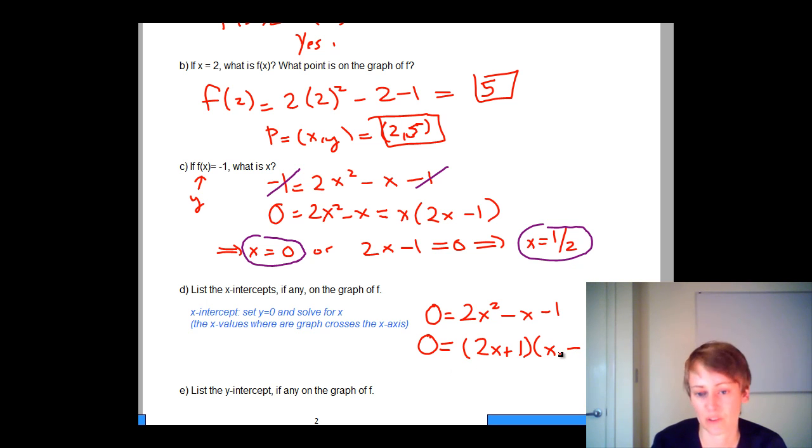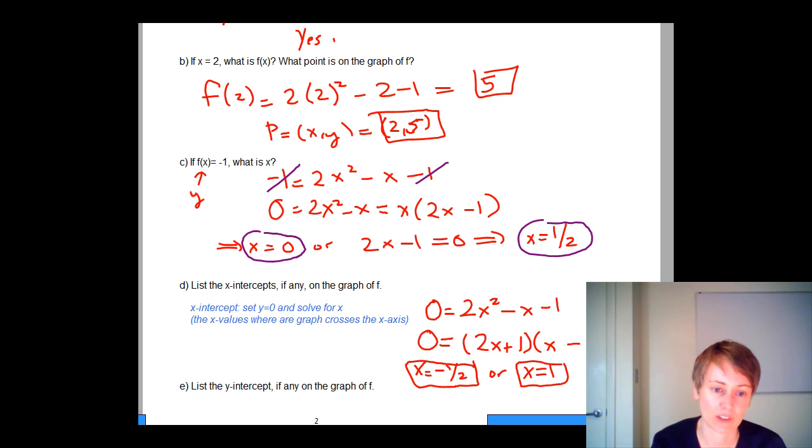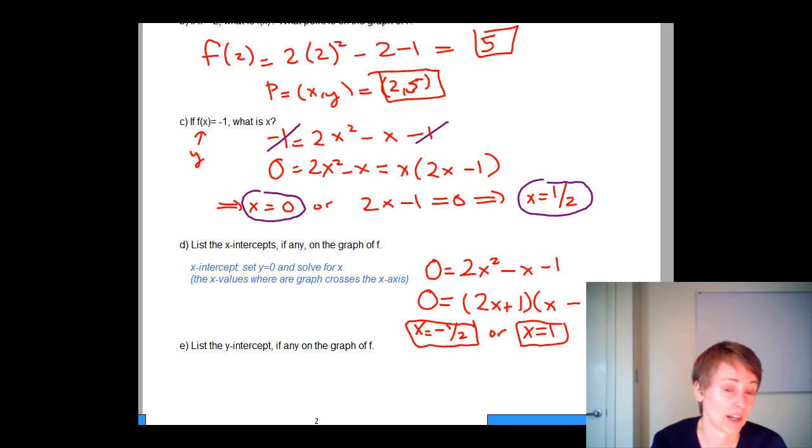So we need to solve this equation. We're getting two roots. Either 2x plus 1 equals 0, in other words, x equals -1/2 is one solution, or x minus 1 equals 0, which means that x is 1. So those are the two answers. There's two intercepts, and that's what we get. On to the next question. This is the last one.